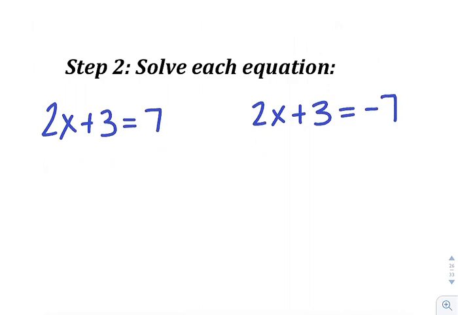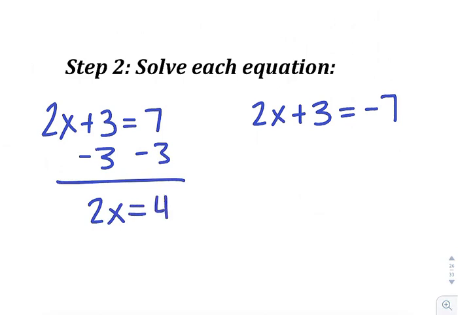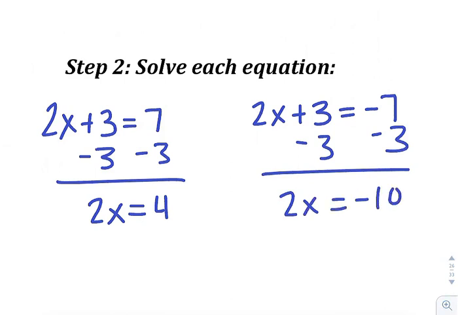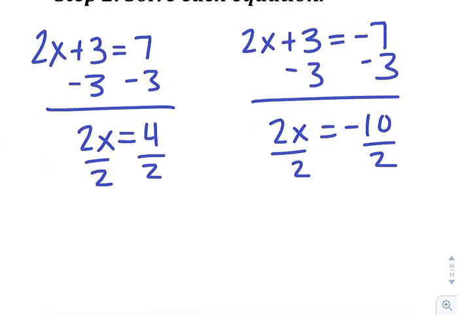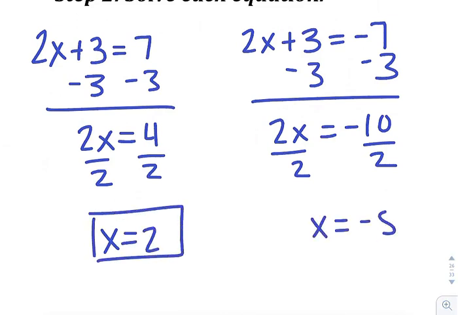You're still going to subtract 3 from both equations. So these steps are going to be the same, and then we'll divide by 2. I'm just doing them both at once just to show you guys. You don't end up with the same answer. It's not one is positive and one is negative.